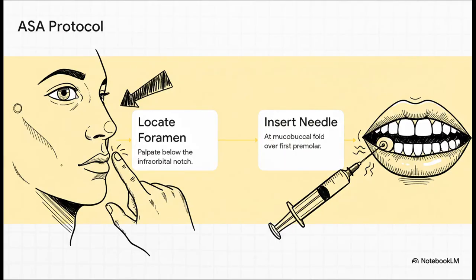The absolute key to this block is all about your sense of touch. It's tactile. So before you do anything else, you have got to find that infraorbital foramen. Feel for the infraorbital notch, and then just slide your finger down until you feel that little depression. Now keep your finger right there. That's your landmark. Retract the lip and advance your needle right from the mucobuccal fold straight to your target.